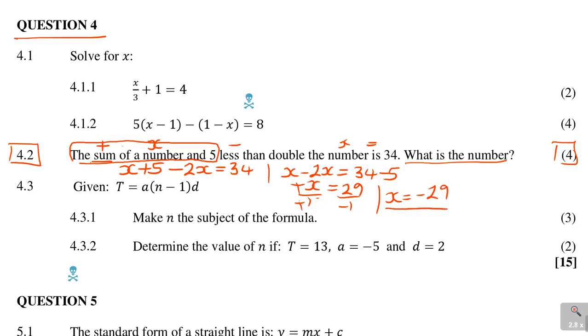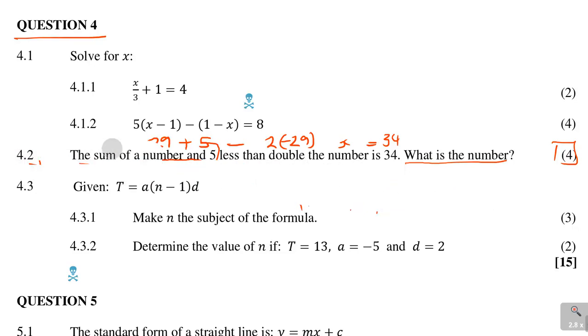So the number, if you take it back now, the sum of negative 29 and 5, and then 5 less than double the number, which is 2 times negative 29, is equal to 34. That's what they were saying. So that is the solution to that. When you prove it, it will give you 34. So that is how I would have solved that.